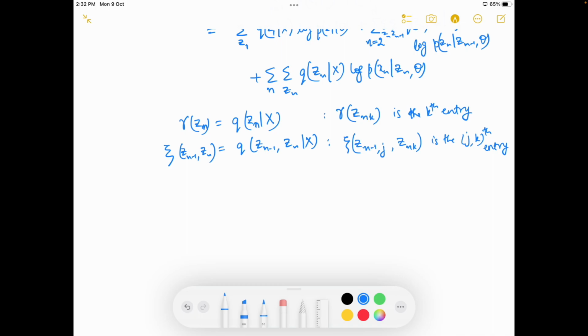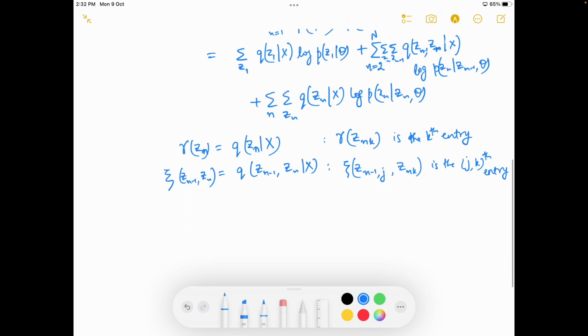Easy? Clear? Now what we want to do is the EM algorithm with this. First let us use this notation to simplify our equation above. So the original equation becomes equal to summation over z1. Now z1 can take k values, k equal to 1 to capital K, so let's call it summation over k. Then q of z1 given x is gamma z1k, times log of p of z1 comma theta in the HMM. It was pi, the initial state probabilities, pi k.